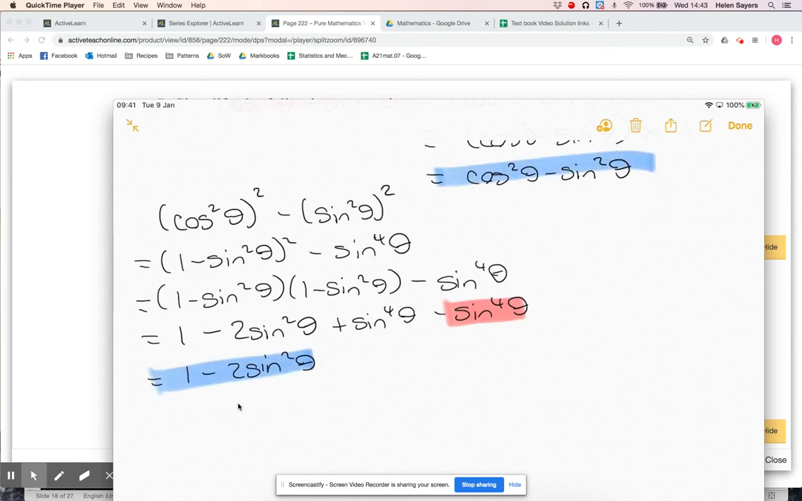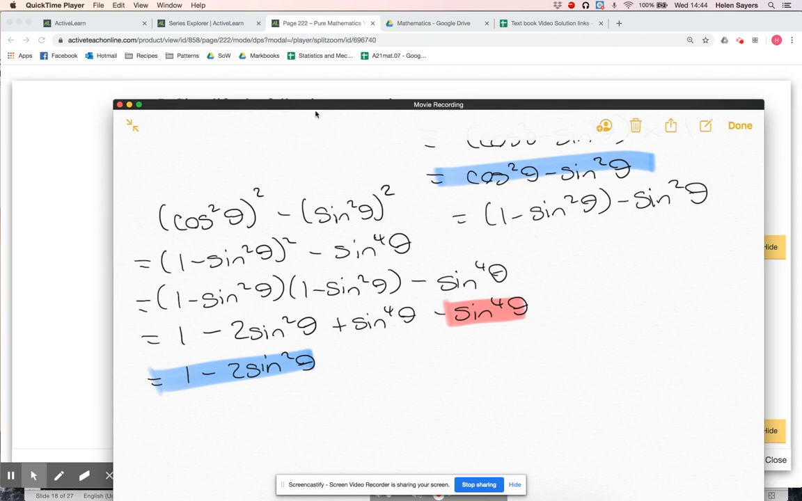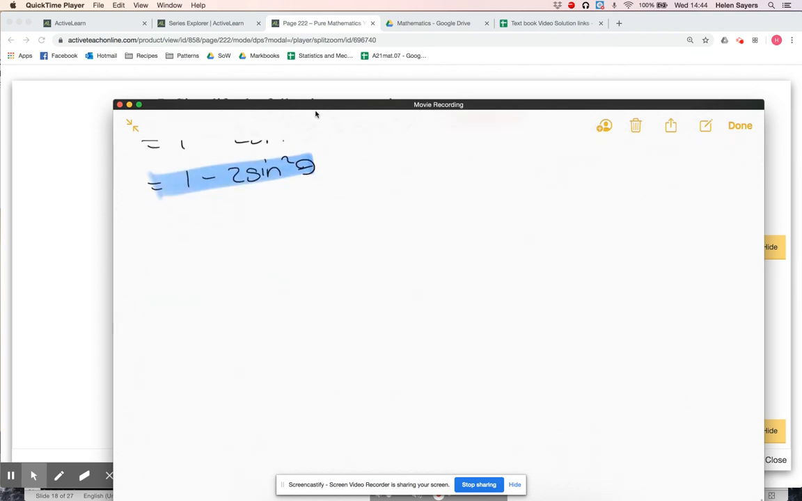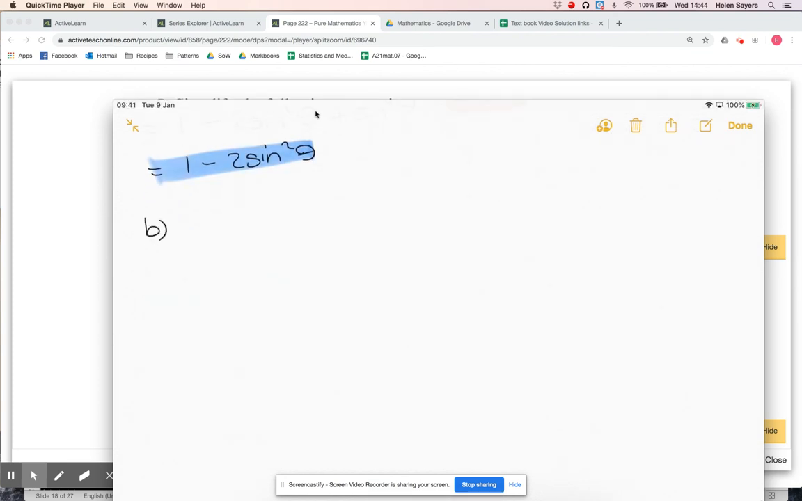which looks different to what we got the other way, but actually it isn't, because if I go back to the other one, if I said, well, cos squared theta is 1 minus sine squared theta, then I would end up with the second result. So like I said a few times, you'd need the question to tell you how they wanted their final answer. Okay, let's have a look at B.